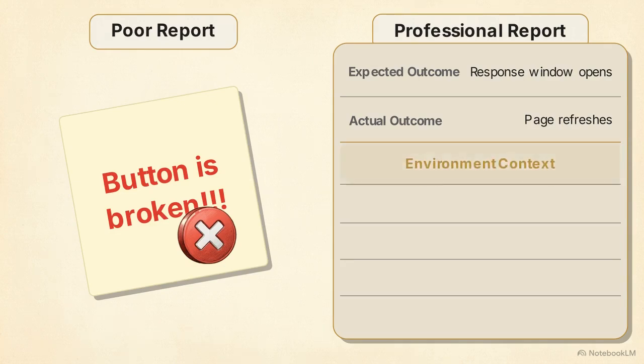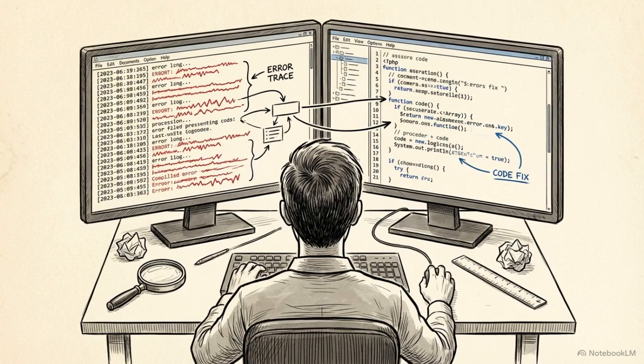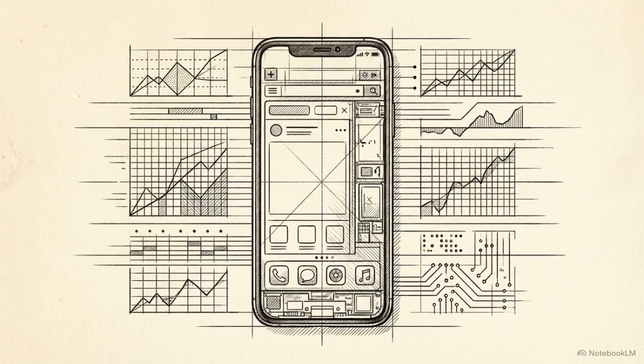Record the specific environment details. Log the operating system version, the browser type, the specific device model, and attach the system logs generated during the failure. Providing this context eliminates diagnostic guesswork. Developers can recreate the exact conditions immediately and write a patch faster. After the initial bugs are patched, the new feature's interface and core logic will reach a stable state.